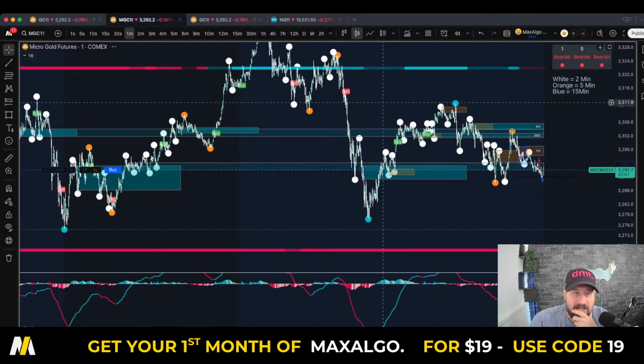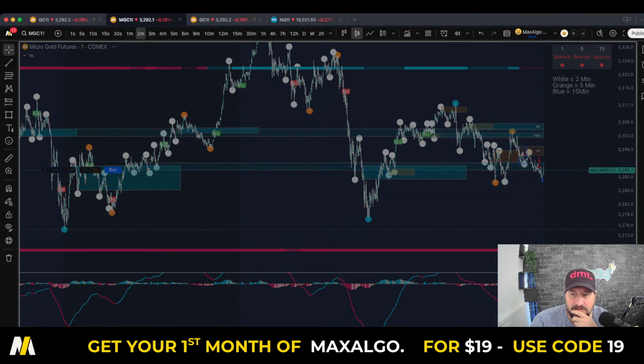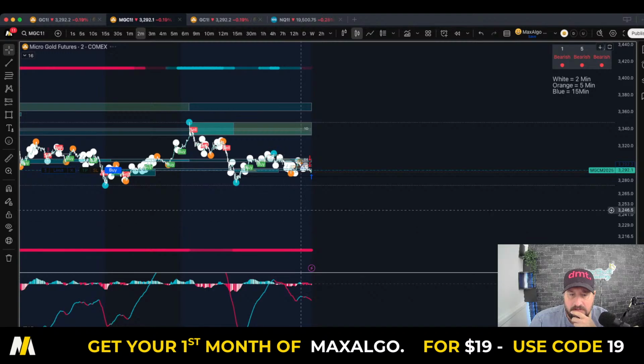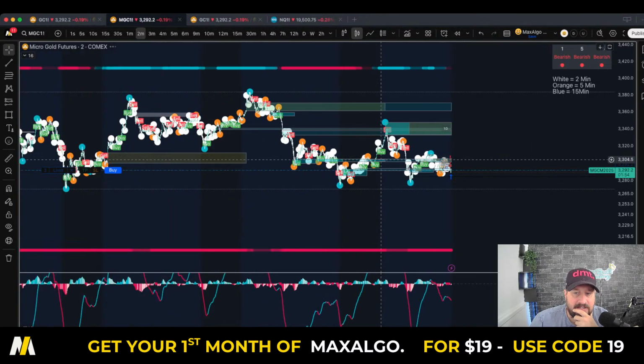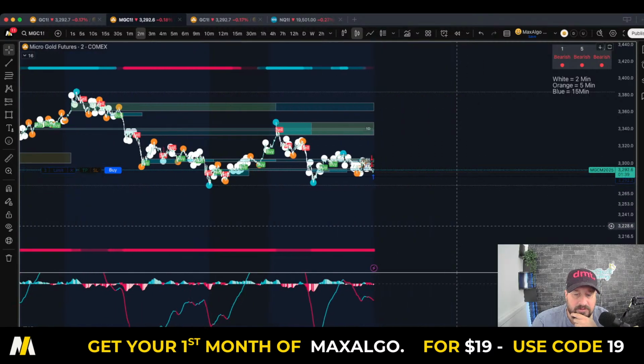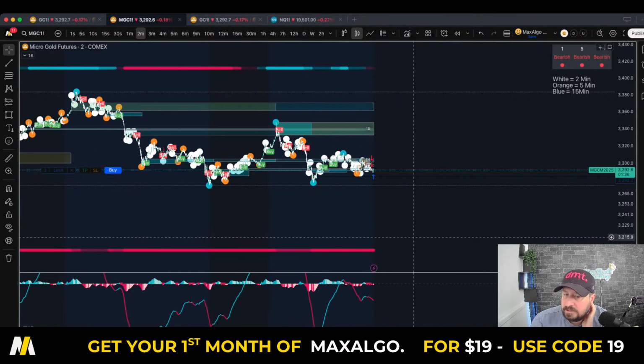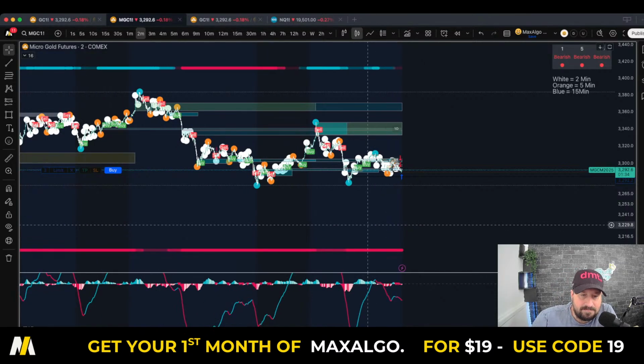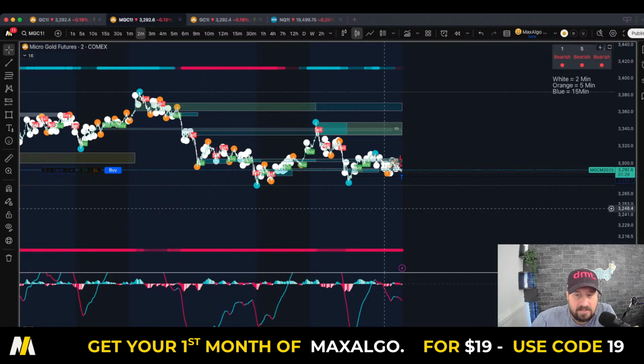Did say I feel like potentially with us failing to take this low on the blue, blue's our 15-minute structure, that we could be coming back to the daily or even using these as liquidity. We are bearish and we are below, so this is more bias than exactly what price is doing. Price is showing very bearishness.